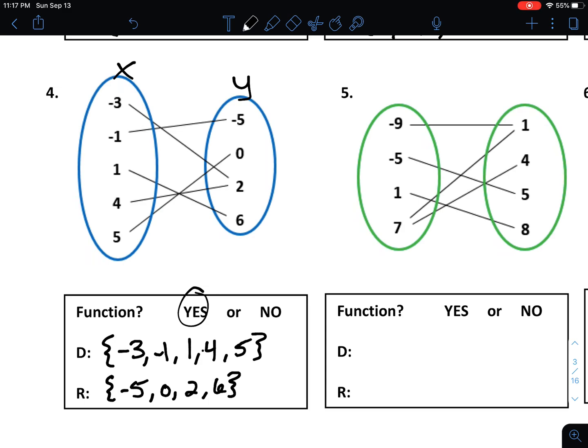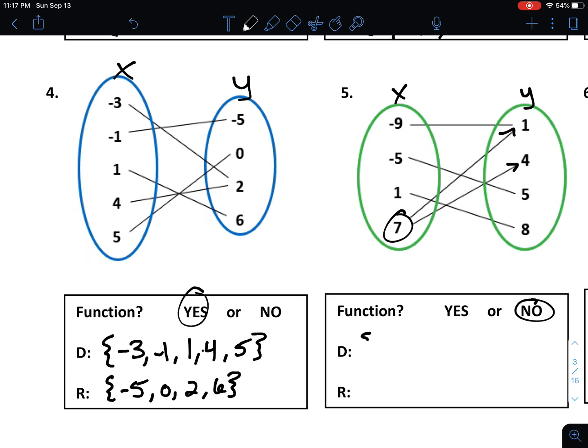All right, on number 5, looking at our x values, looking to see if any of them go to more than one y value. And there's a problem with 7. Notice that 7 goes to 1. It also goes to 4. That's a problem. This is not a function.